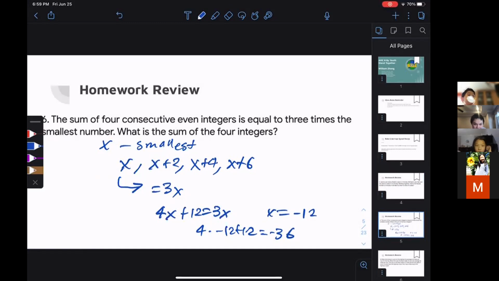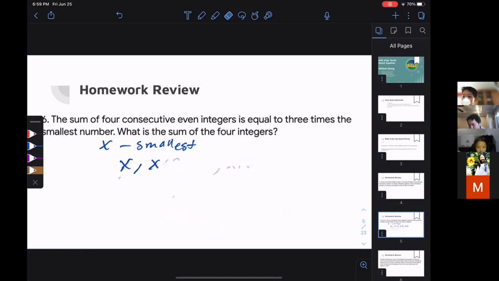I also saw someone made a sign error, so just be careful with these problems. And he basically hit everything, so I don't think there's much for this one. I think this is probably the easiest out of all the ones I have here today. So I'll just go on.